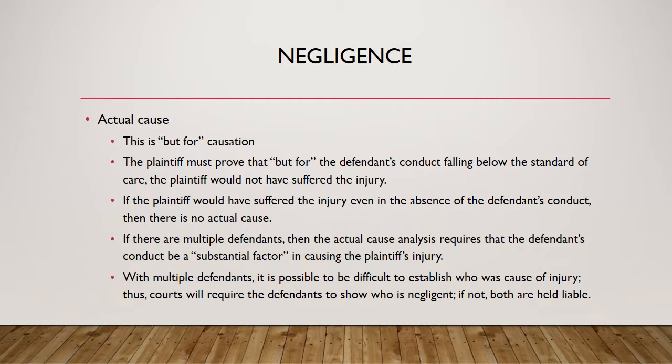With multiple defendants, it's also possible that it can be difficult to establish who the cause of the injury was. The book gives the example of two hunters who both shot at a bird, and if it hits somebody, then you don't know whose shot was the one that caused the injury. In that scenario, the court will put the burden on the defendants and say, well, you establish who it was. And if you can't establish who the person was that caused the injury, then the defendants are both going to be held liable.